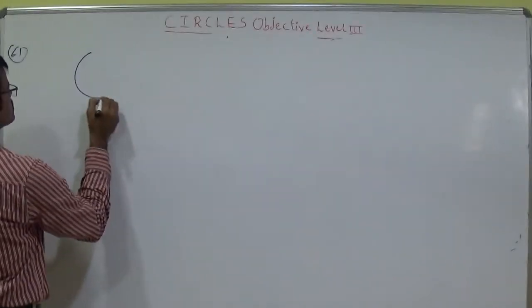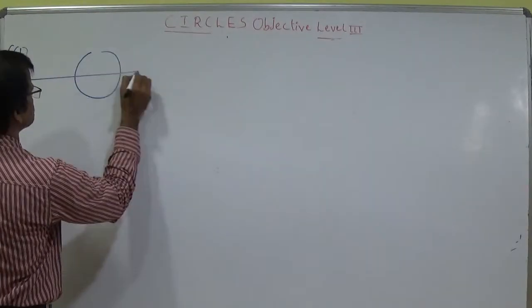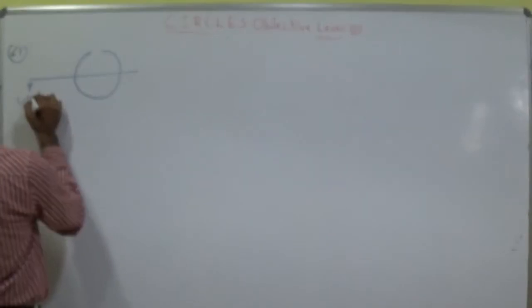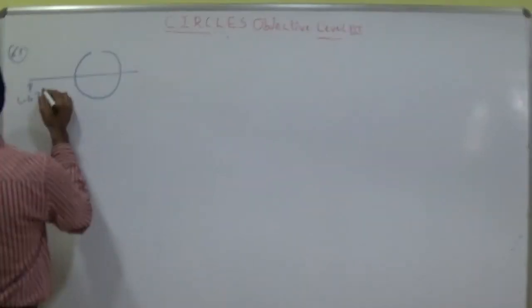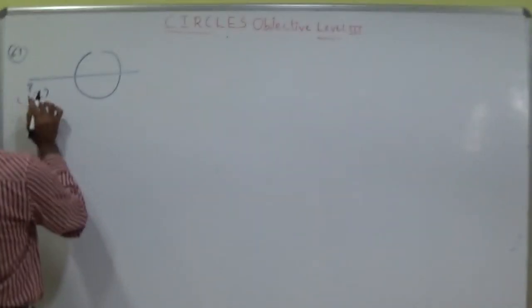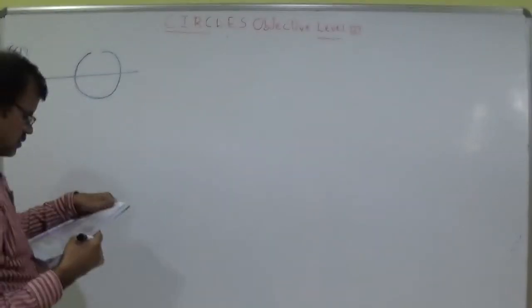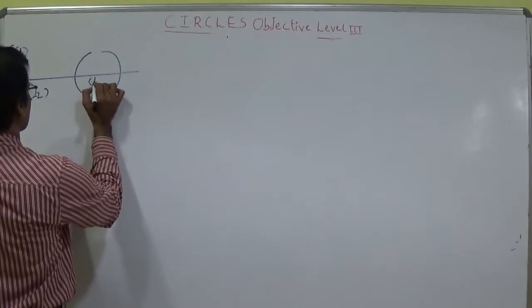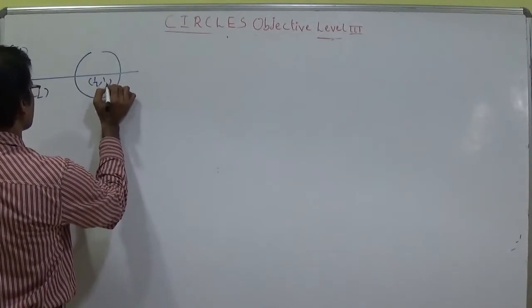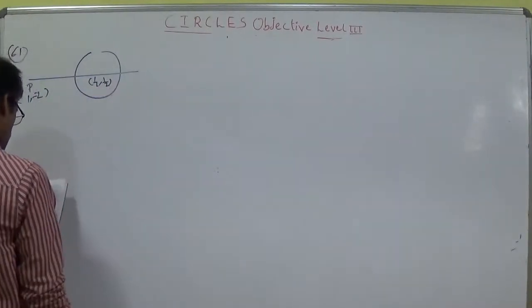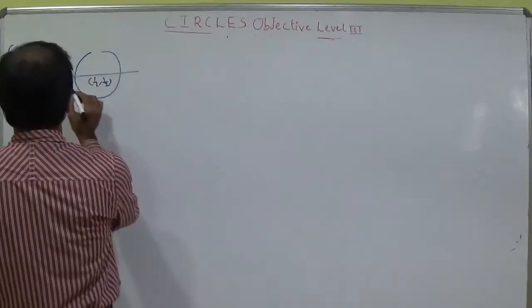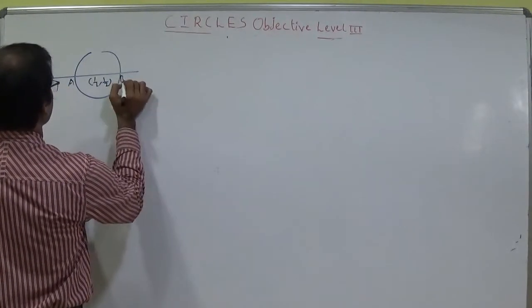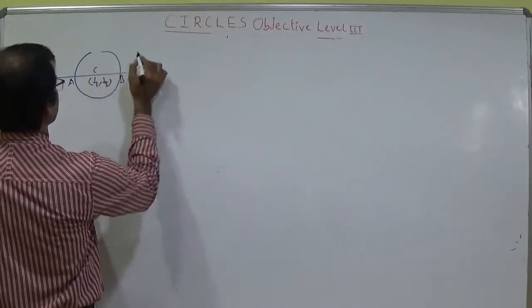Let us draw like this. He is asking PA plus PB. Put here P as minus 1 comma 2, or minus 2, no, it is 1 comma minus 2. So it is on the left side of the center. The center is given as 1 by 2 comma 1 by 2. It is intersecting the circle at two distinct points A and B.